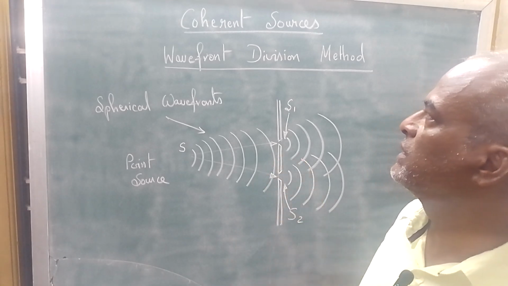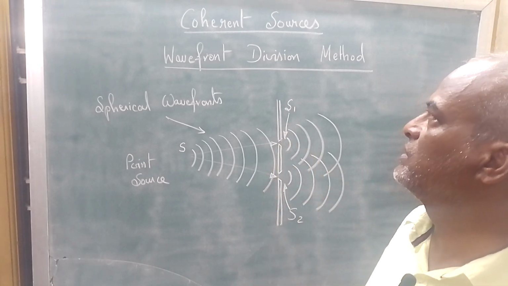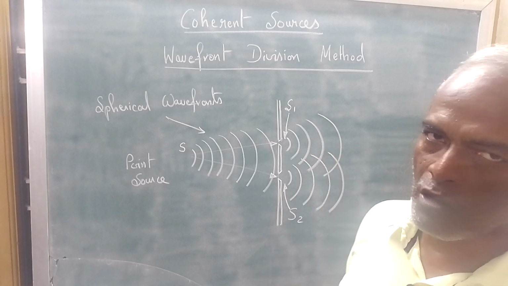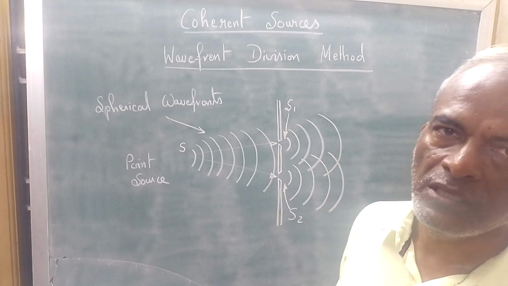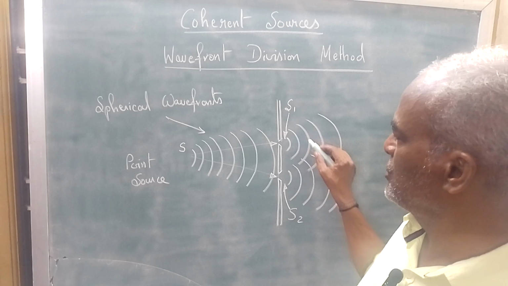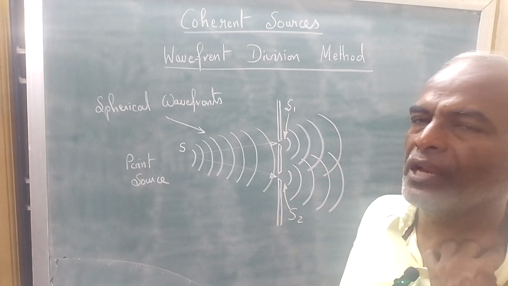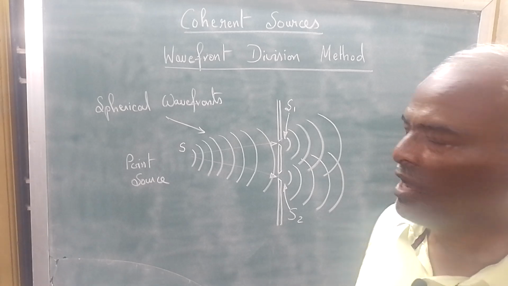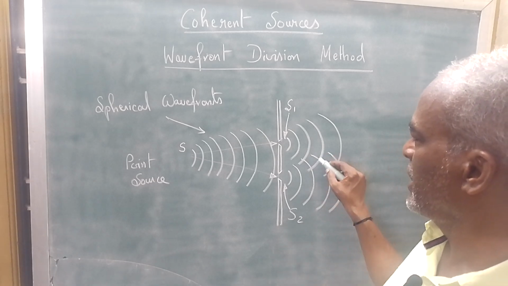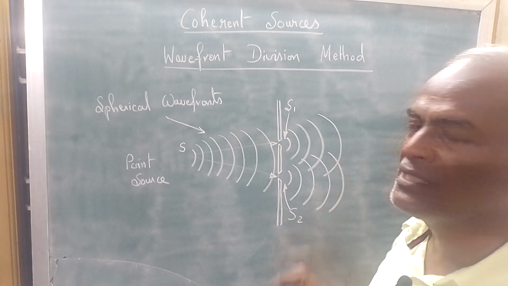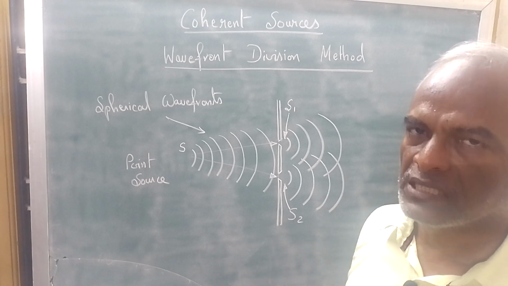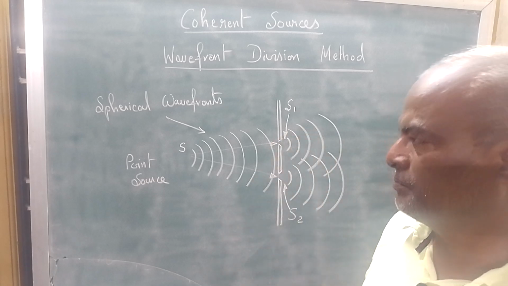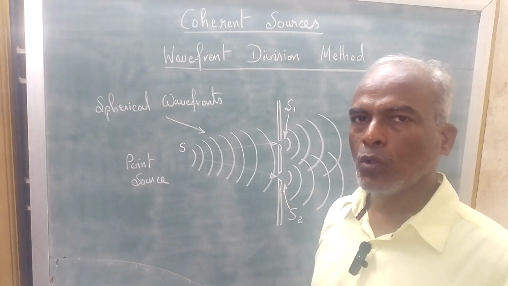So this is one method, and it is called the wavefront division method. Hope you have understood this topic on coherent sources. In this case, these two are called coherent sources and these two are coherent waveforms. Of course, you can see they are interfering at some points, and those topics will be dealt with in detail in some other video. Hope you have understood how to generate coherent waveforms.